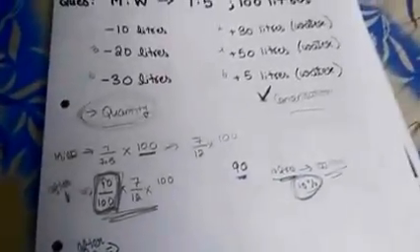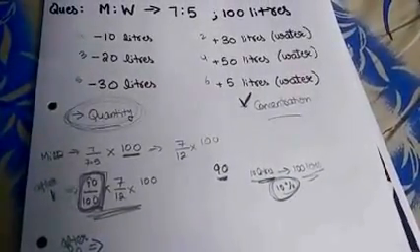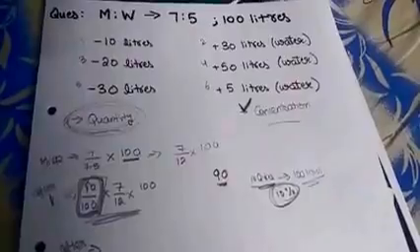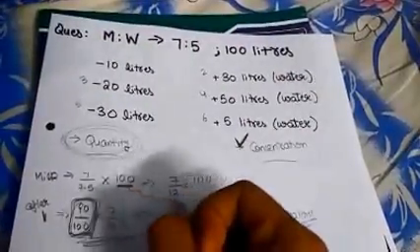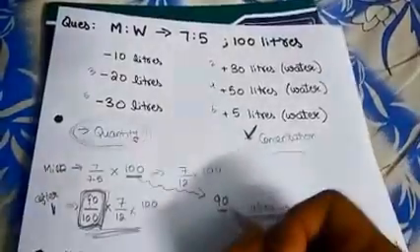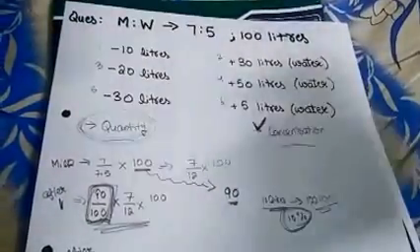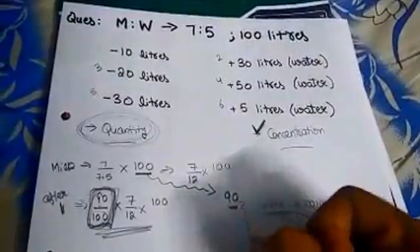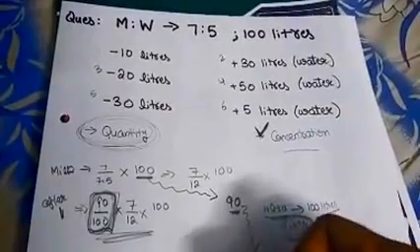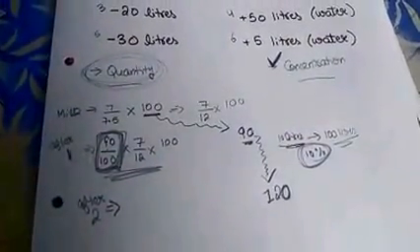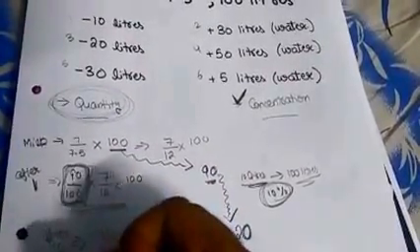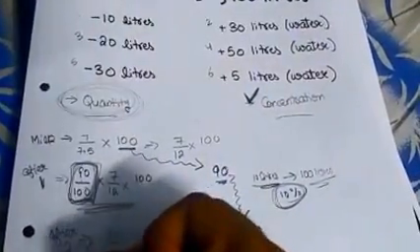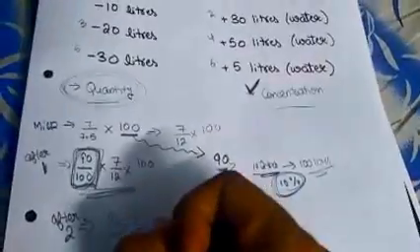So after the second event, which is the adding of 30 liters of water. Now, from 100 liters, your total volume became 90 liters because you removed 10 liters. And from there, you now have 120 liters because of the addition of 30 liters. So now you have 90 by 100 into 7 by 12 into 100.